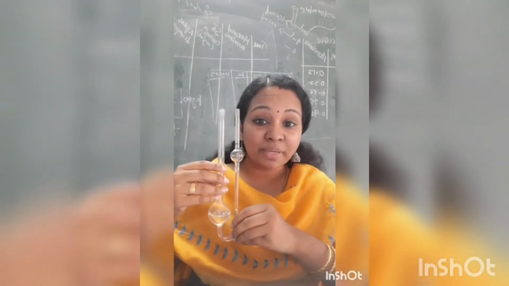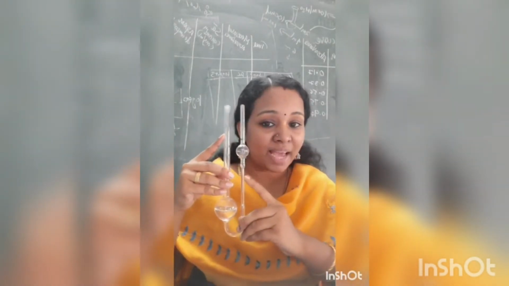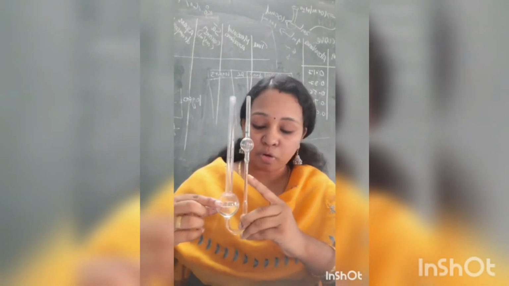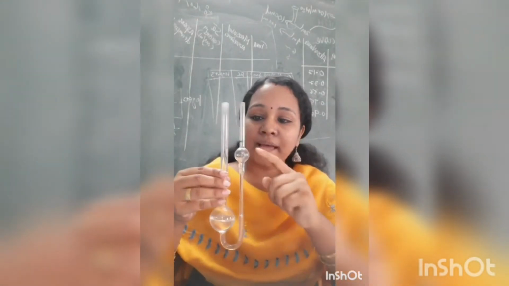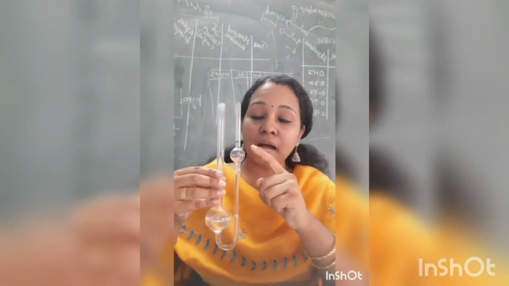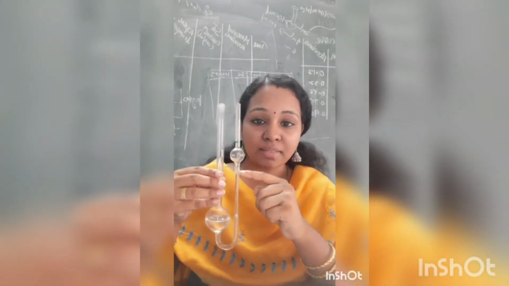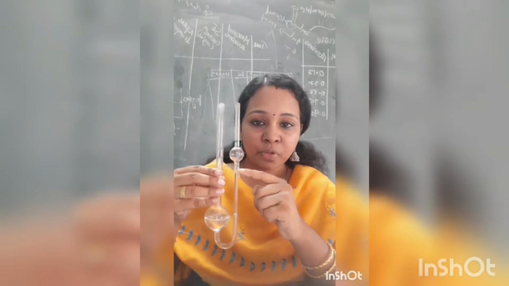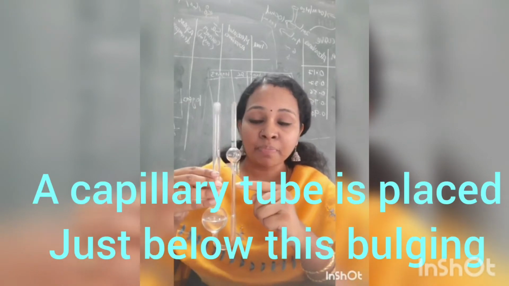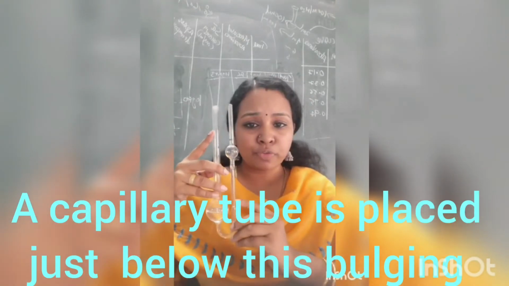This Ostwald viscometer consists of two arms. This is the left arm and this is the right arm. The left arm consists of a bulging at its lower part, and the right arm also has a bulb at its upper part. Here you can see two markings, B and C. This is B and this is C. This apparatus consists of two markings at the right arm, above and below the bulb. These are a few points regarding this Ostwald viscometer.